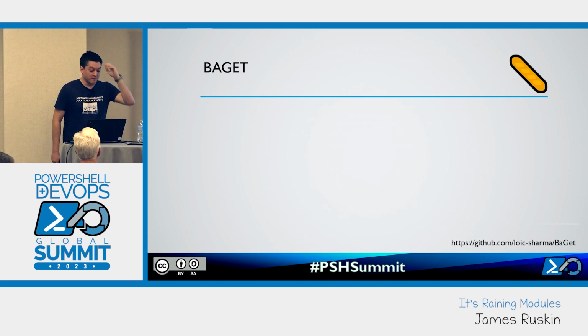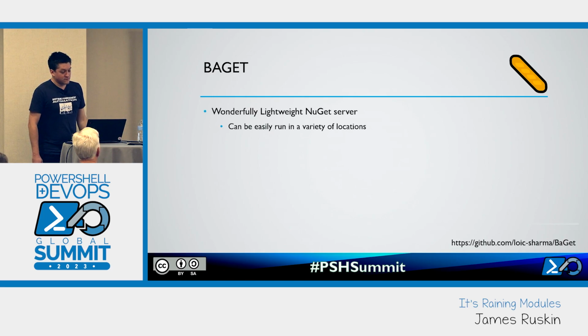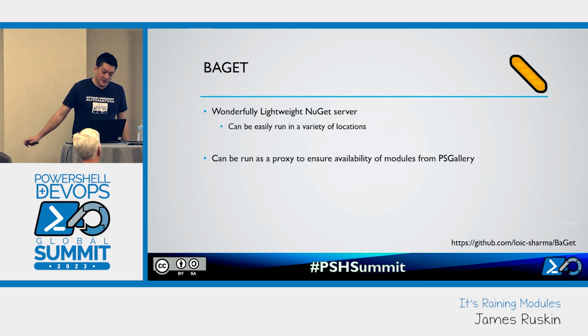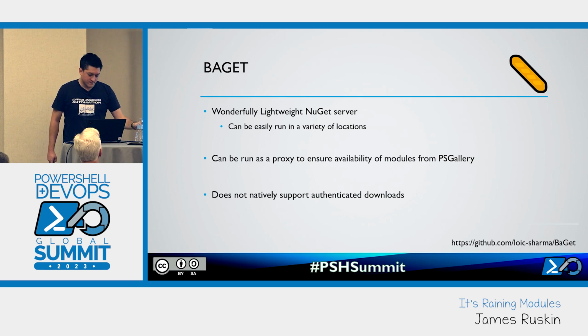Baguette is a delight of a miniature NuGet server. Again, you can spin it up using just about anything. You can run it as a proxy, so again, mirroring what you have in PowerShell Gallery based on what you call, and that will give you a very lightweight caching server for large NuGet repositories online. However, it doesn't actually support authenticated downloads or installs, so you would need to add in something else, for example, a proxy or Cloudflare Zero Trust, to enable that to be authenticated within certain definitions, or host it within the boundaries of your infrastructure.